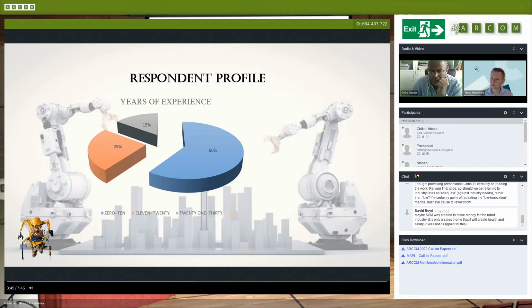Our participants were asked to provide their years of experience within the construction industry. We divided those years of experience from 0 to 10, 11 to 20, and 21 to 30. About 60% of the people were within the range of 0 to 10, 25% were within the range of 11 to 20, and 15% were within the range of 21 to 30.